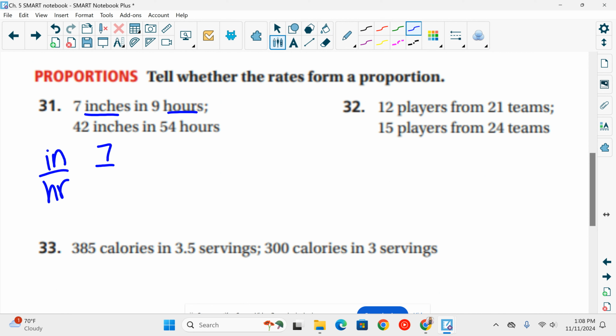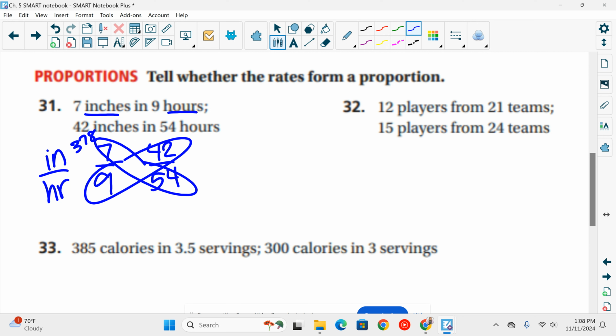So I've got 7 to 9 and 42 to 54. You can solve it either using cross products or you can solve it using value. I do 7 times 54 and I get 378. I do 9 times 42. I get 378. Does this form a proportion? Yes.